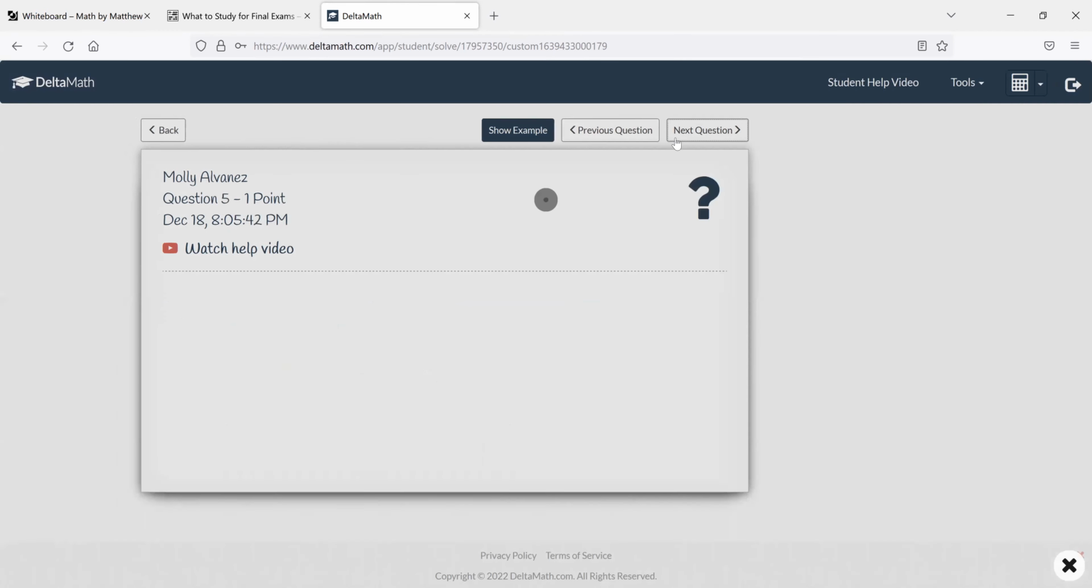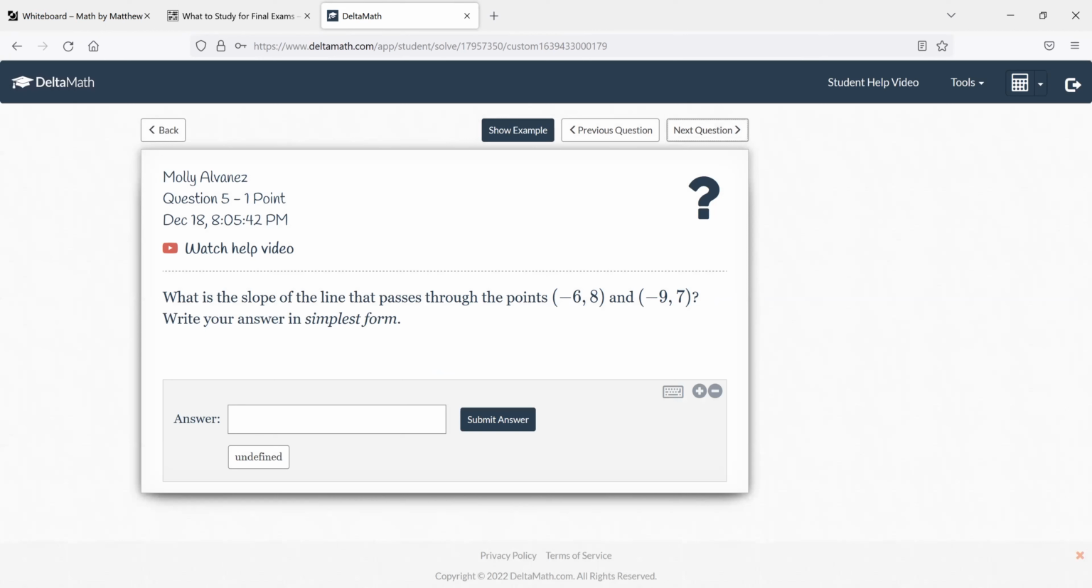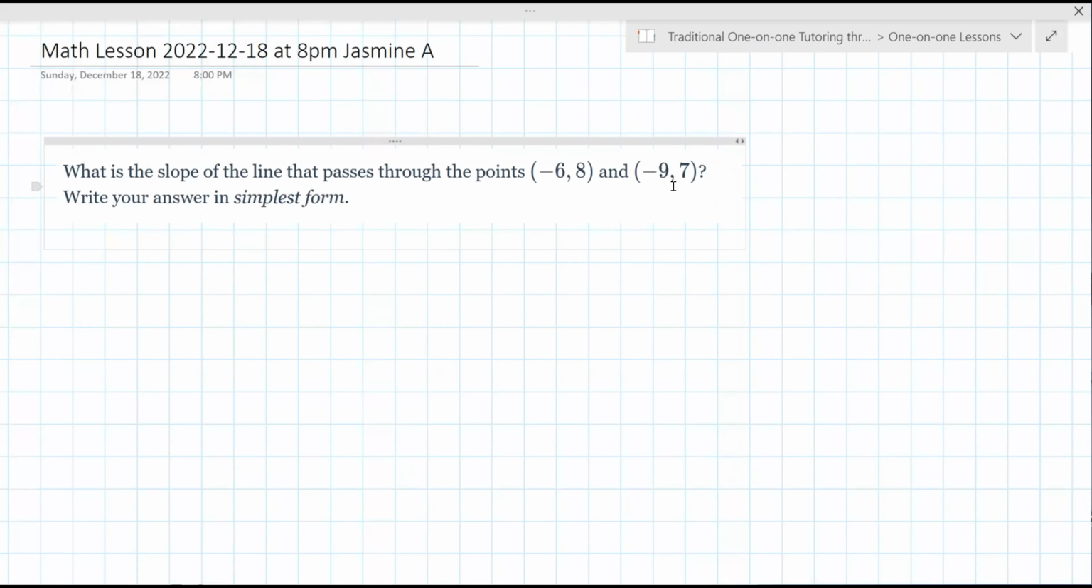All right, next question. So this one we will go to the other screen for, unless you think you can calculate the slope on your own. Do you remember the slope formula? No. Okay. Fair enough. Let me go to the other screen here, and we'll look at that together. So you're seeing my screen here.